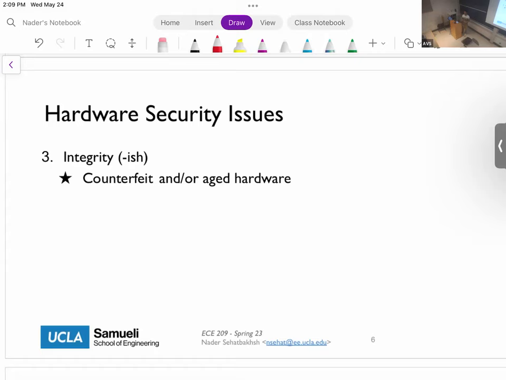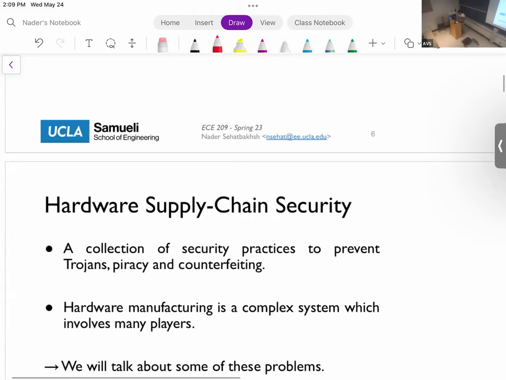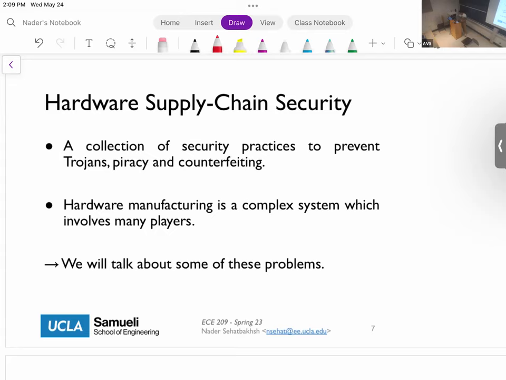That is, you're not getting what you're supposed to get. You are getting a used kind of hardware. And as I said, the collection of these, integrity, protecting privacy, and Trojans, is usually called hardware supply chain security. So the majority of this lecture will be around these different topics about supply chain security in general, okay?